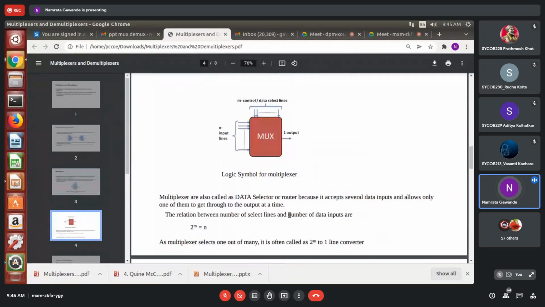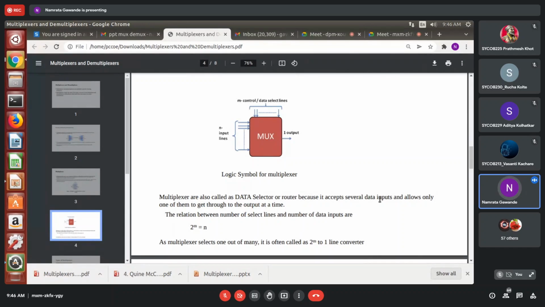So here you can see the logic symbol for the multiplexer. N number of inputs, M control or data select lines, and one output. This is the symbol of the multiplexer. The multiplexer is also called a data selector. Why? Because the complete operation is dependent on the select lines, which decide which particular input will be selected and given as the output.